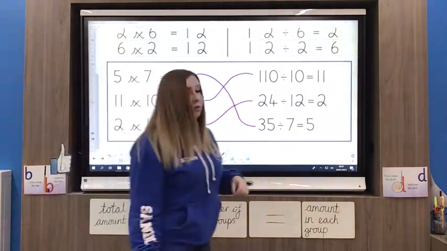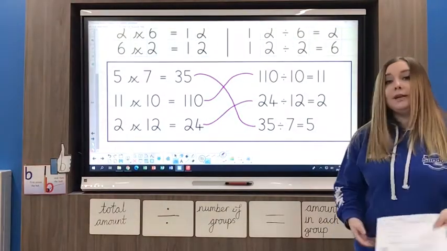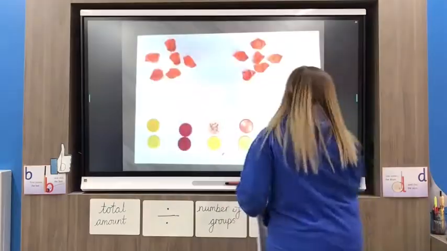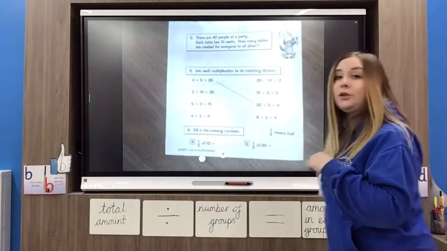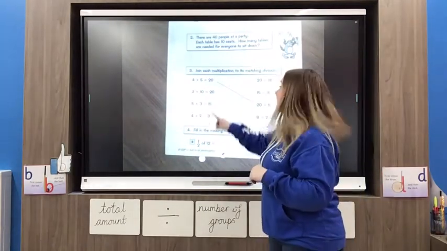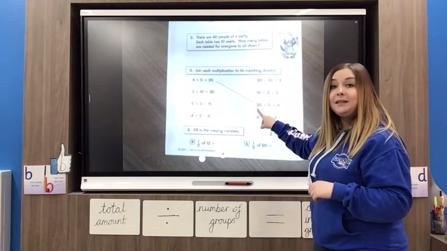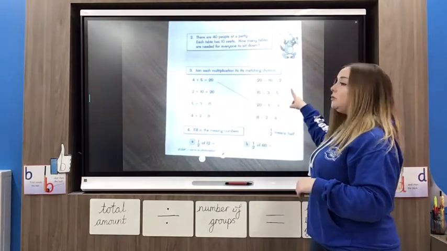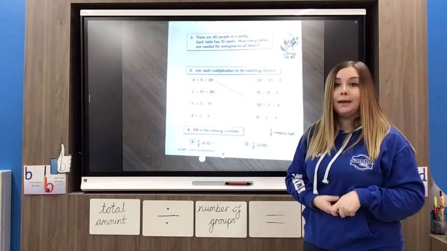So now Year 4, we're going to go back to our booklet and we're going to turn to question 3. And question 3 is exactly like what we've just done on the board, matching a multiplication question to its inverse, to its division fact. Okay, so you'll draw a line from one side to the other so that it shows the inverse, the opposite. Okay.